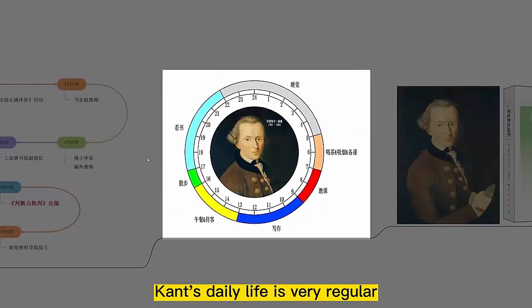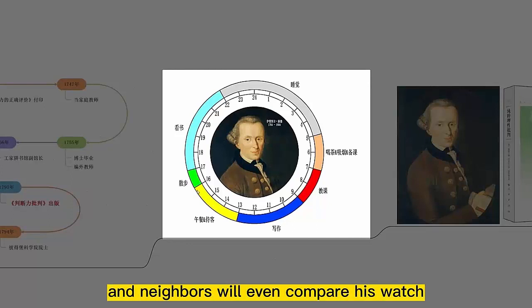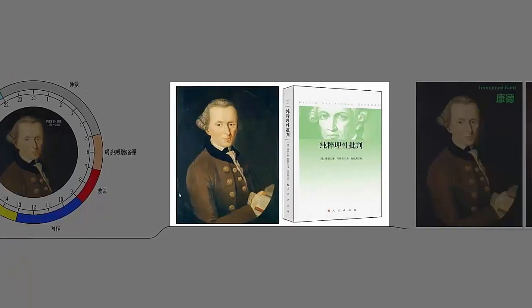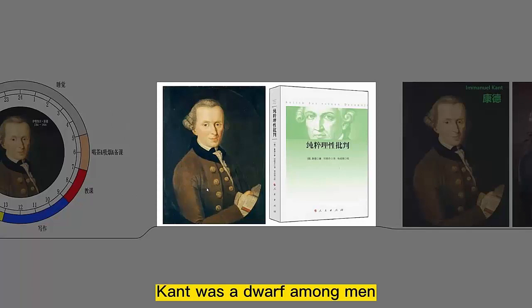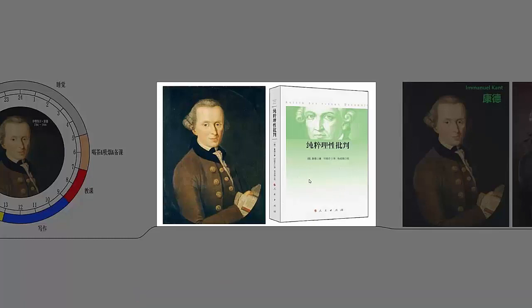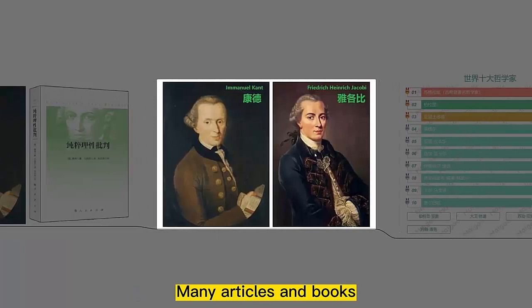Kant's daily life is very regular, and neighbors will even compare his watch with the time he goes out for a walk. He lived an unmarried life, was small in stature, and wrote extensively. Kant was a dwarf among men, but a philosophical giant. Among them, Critique of Pure Reason is Kant's most famous masterpiece. Many articles and books mistake Jacobi's portrait for Kant's.